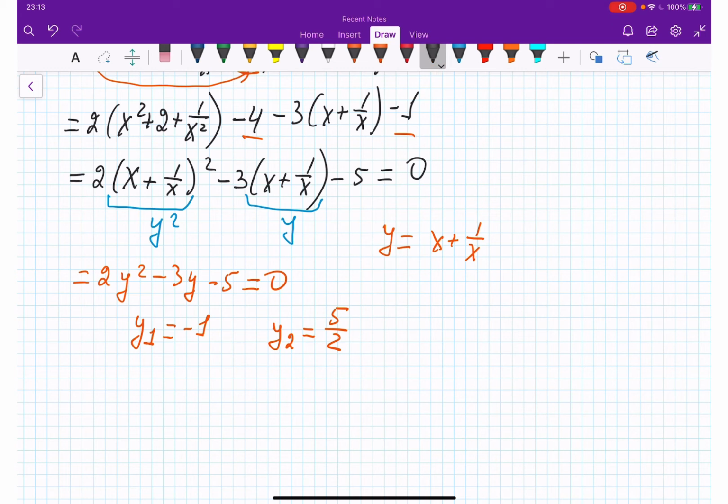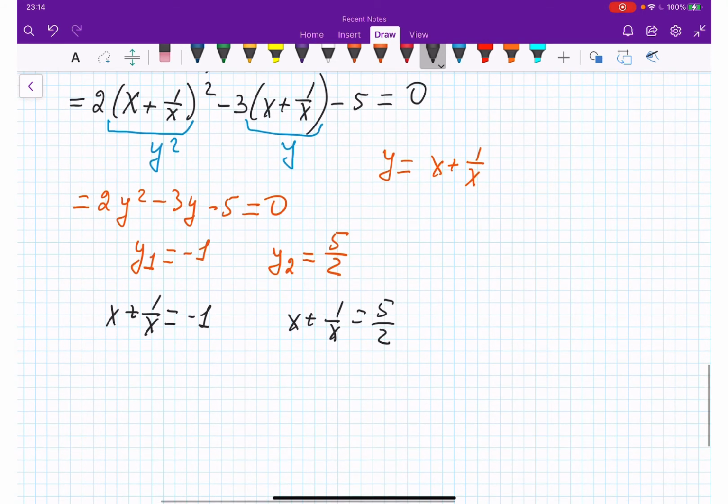All right, so let's get back to our x and figure out our x. From here, in the first case, x plus 1 over x is equal to negative 1. In the second case, x plus 1 over x is equal to 5 over 2.